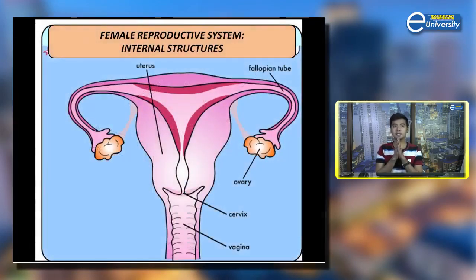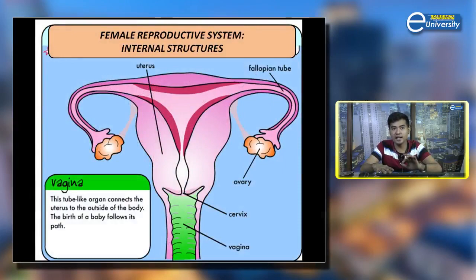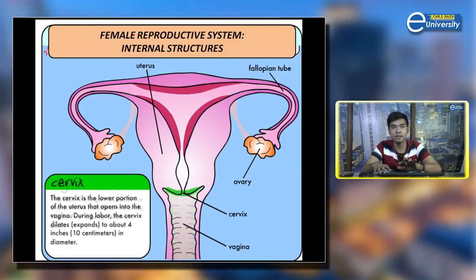So, the female reproductive internal structures. The vagina is a tube-like organ that connects the uterus to the outside of the body, and the birth of the baby follows its path. We have the cervix. The cervix is the lower portion of the uterus that opens into the vagina, and during labor, the cervix dilates or expands to about 4 inches in diameter.